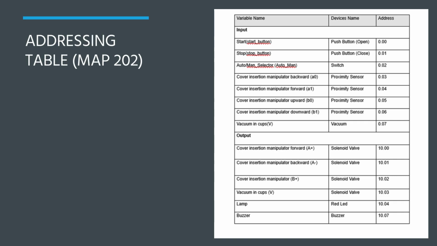For B+ is 10.02, and then the vacuum V is 10.03, and then the LED is 10.04, and then lastly is buzzer. The addressing for buzzer is 10.07.